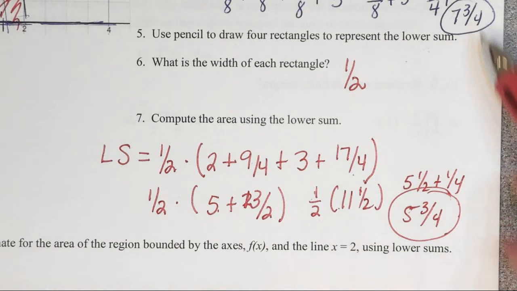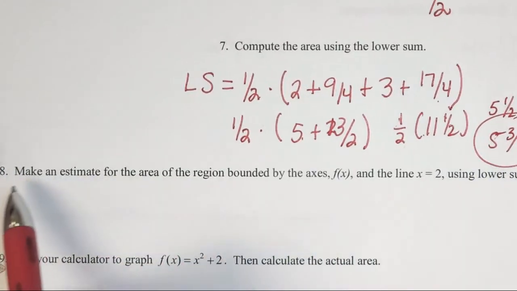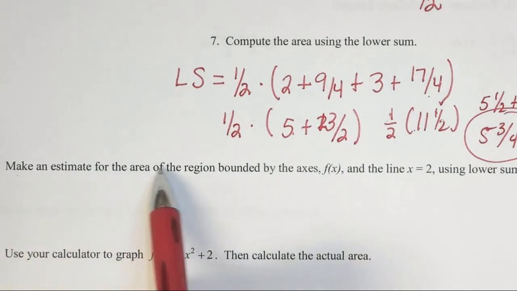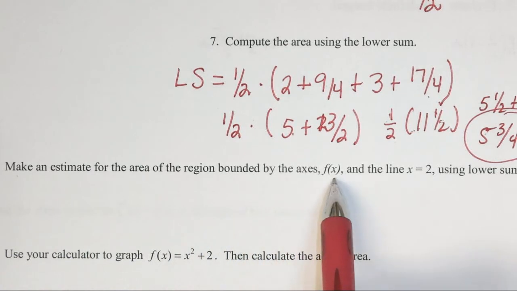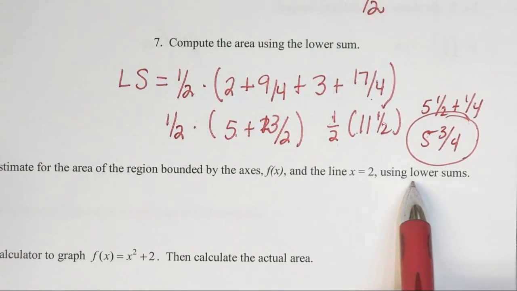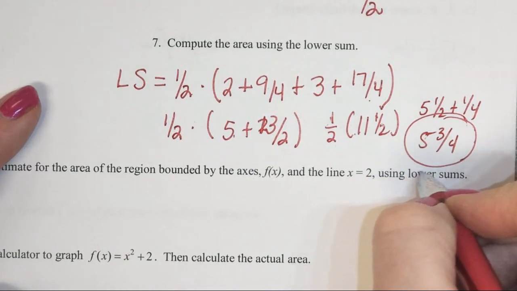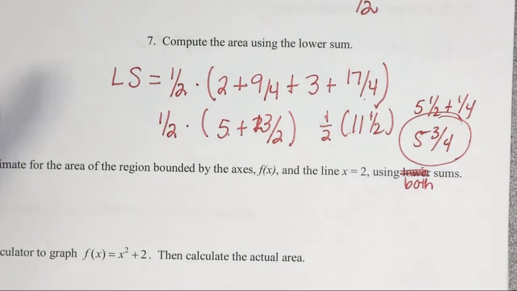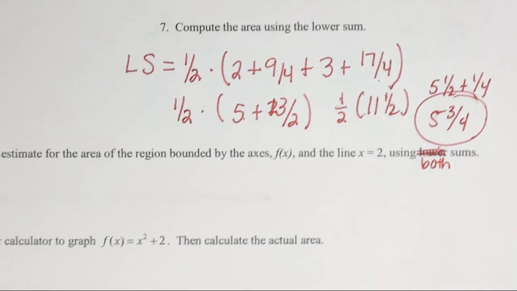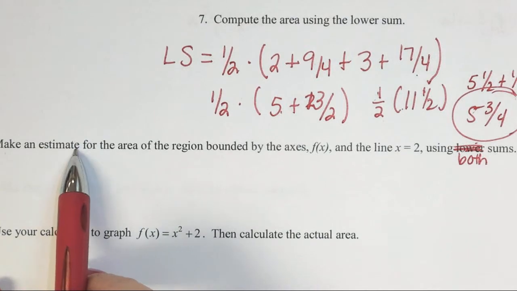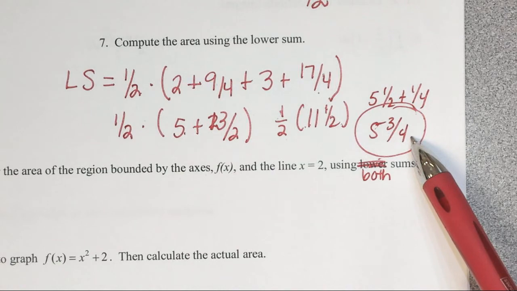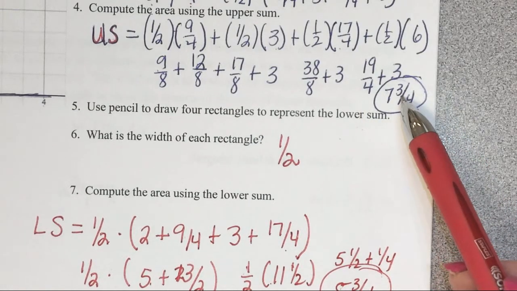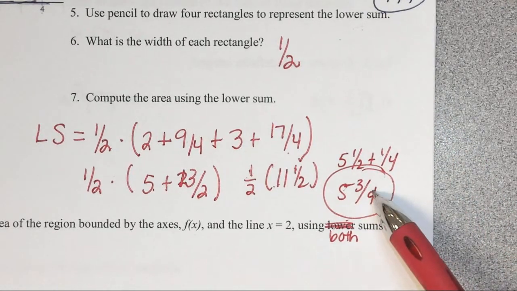So here's our upper sum, here's our lower sum. It says make an estimate for the area of the region bounded by the axes, f of x, and the line x equals 2. And it says using lower sums, but this should be just using both sums. It should say both instead of lower. How would I find a good estimate by using my upper sum and my lower sum? What would I do if I have something that's too much and something that's too low? What would give us a very good estimate?